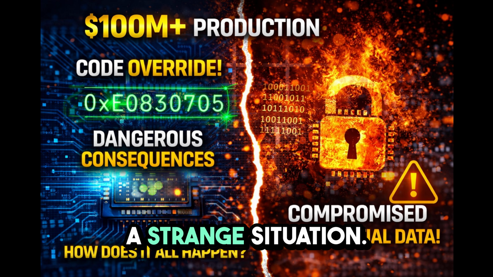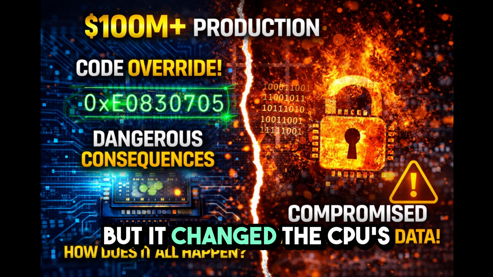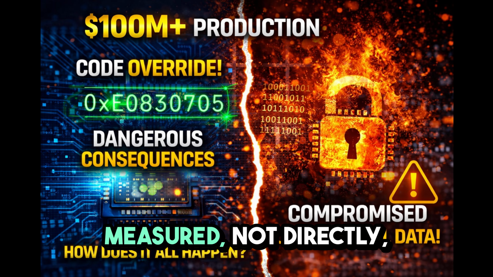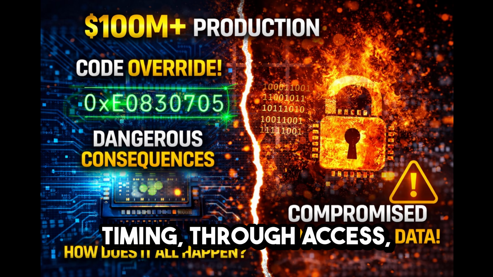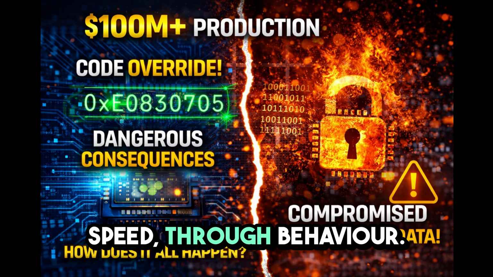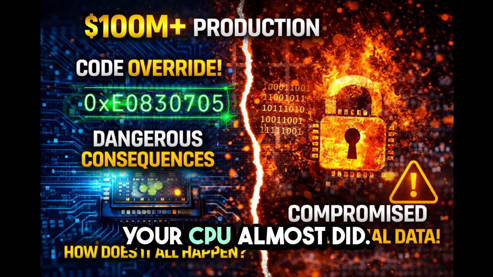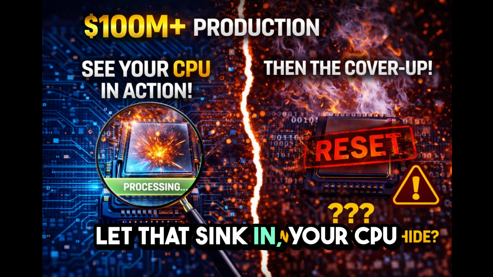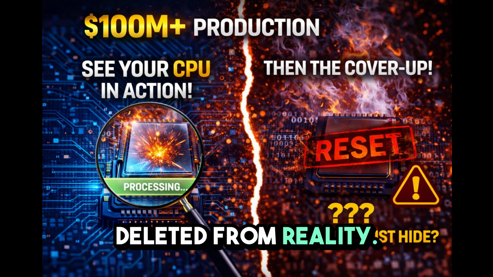So now you have a strange situation. The instruction never officially happened, but it changed the CPU's internal state. And that change can be measured, not directly, but indirectly, through timing, through access speed, through behavior. And that means someone can observe what your CPU almost did, even if it didn't. Let that sink in. Your CPU can reveal information about actions that were deleted from reality.